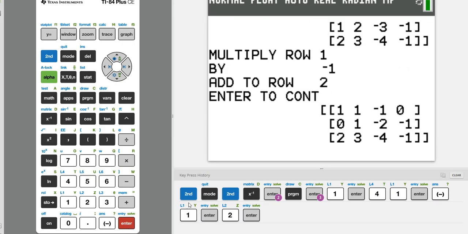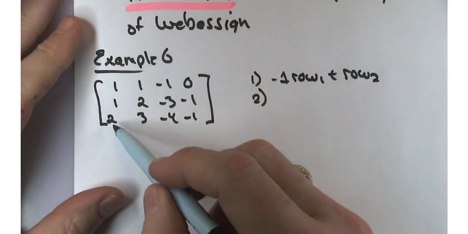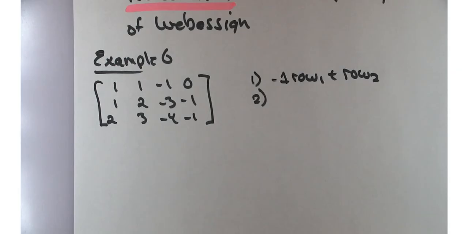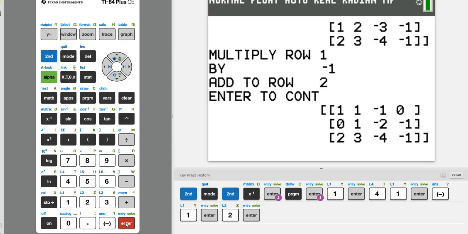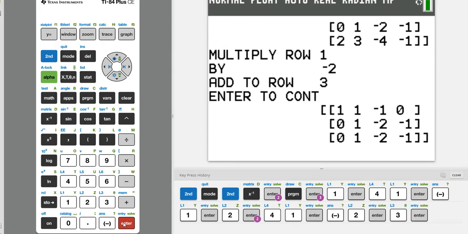Let's see about getting this into that upper triangular form. So the next step Robert suggested was to multiply this by -2 and add it to here. All right, so let's do that. So let's multiply row 1 by -2, add it to row 3 this time. And all right, looking good there. So that was -2 times row 1 added to row 3.